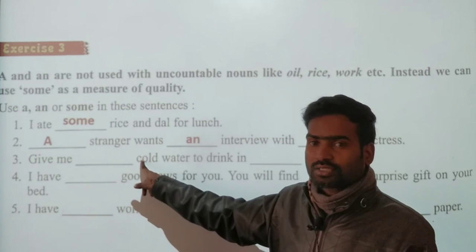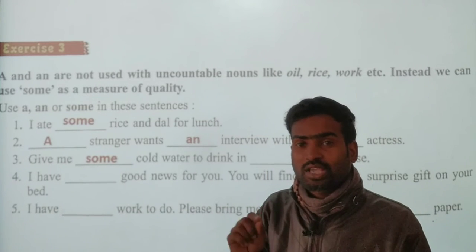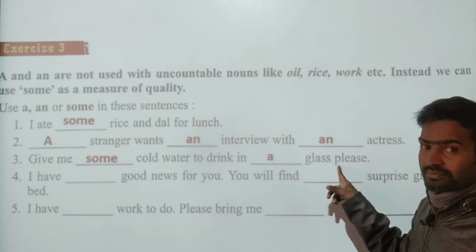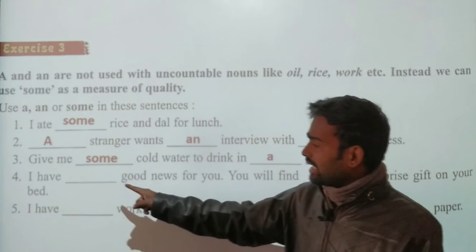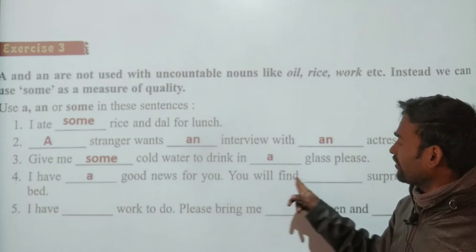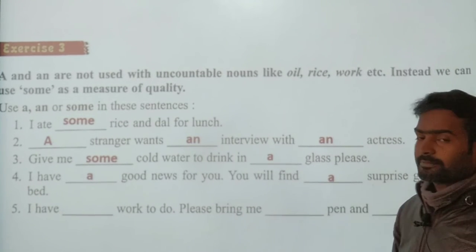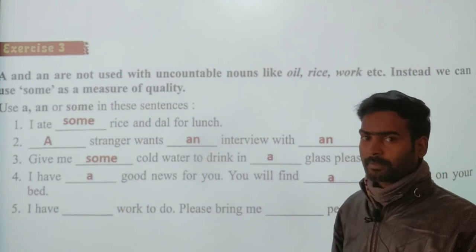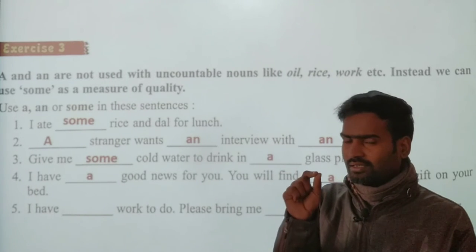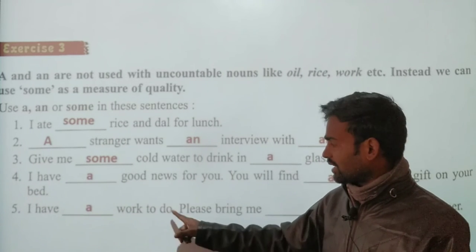Then the third one, give me some cold water. Cold is a consonant, right? We can say a cold water, but give me some cold water to drink in a glass, please. One glass. Okay. I have good news for you. You will find a surprise gift on your bed. Okay? The next one, we have to see the consonant or vowel. I have work to do.